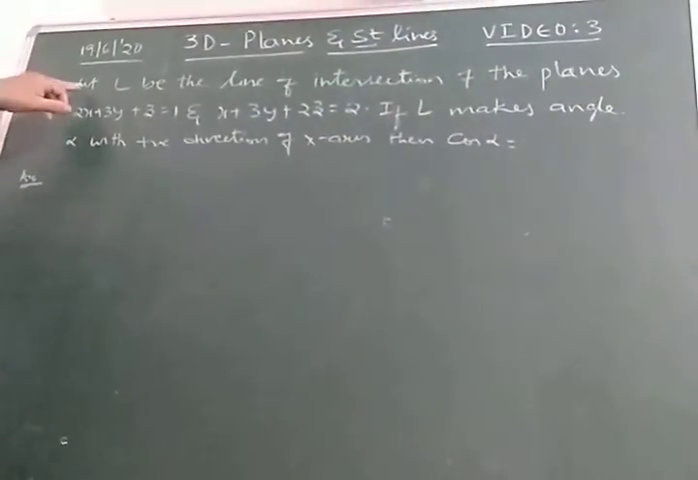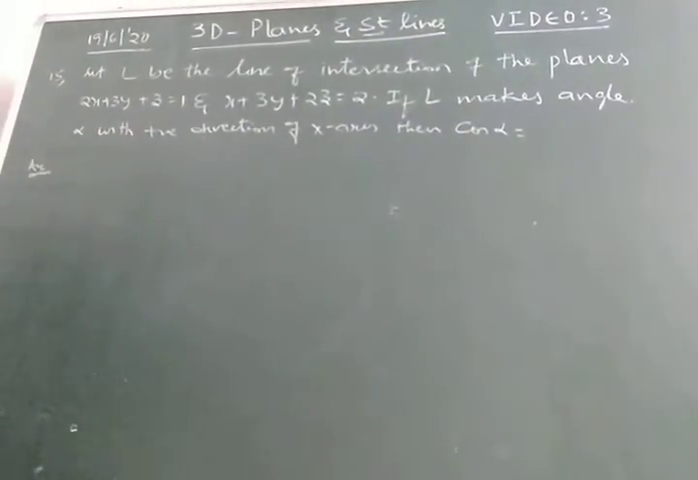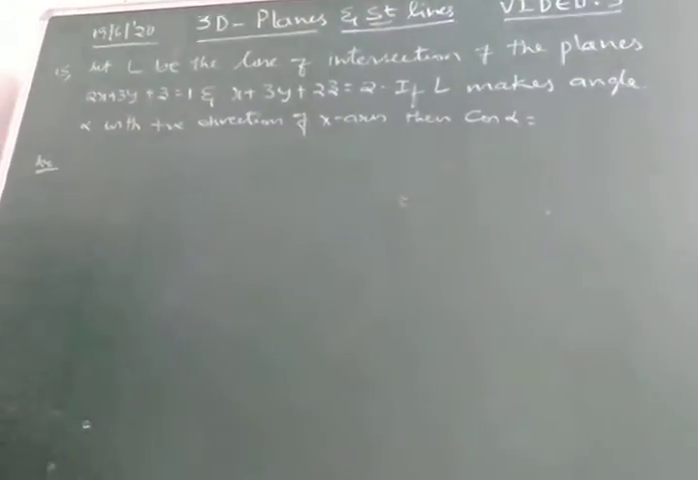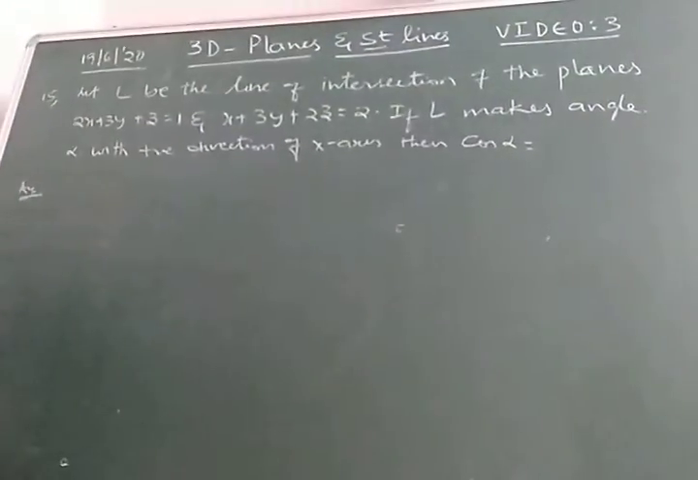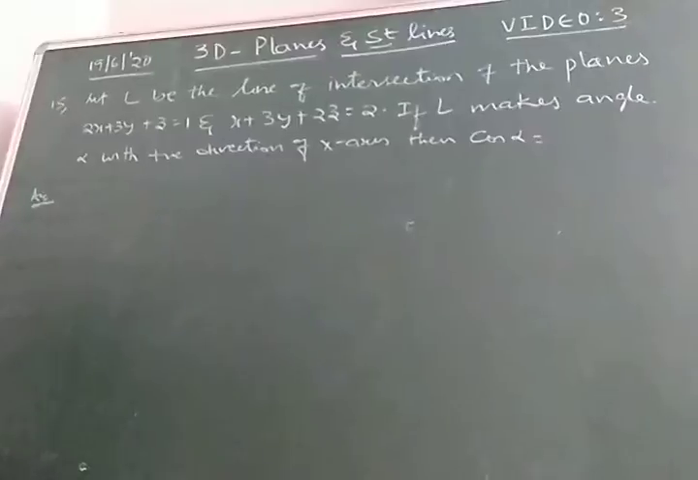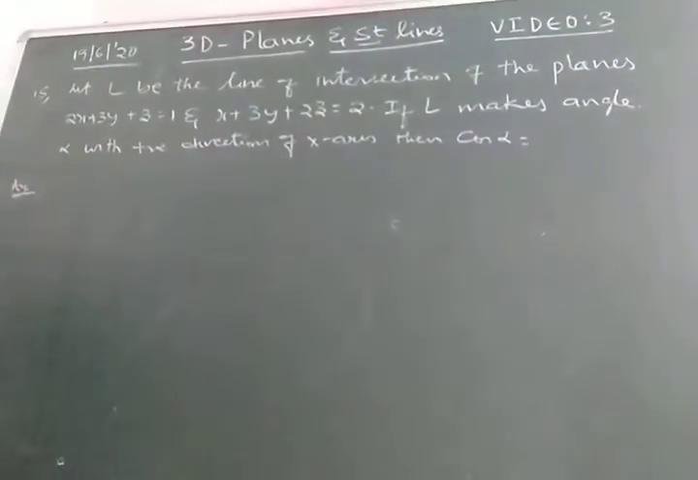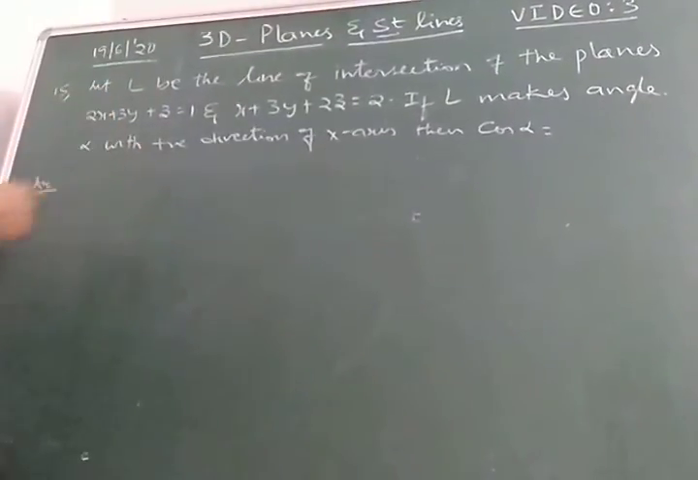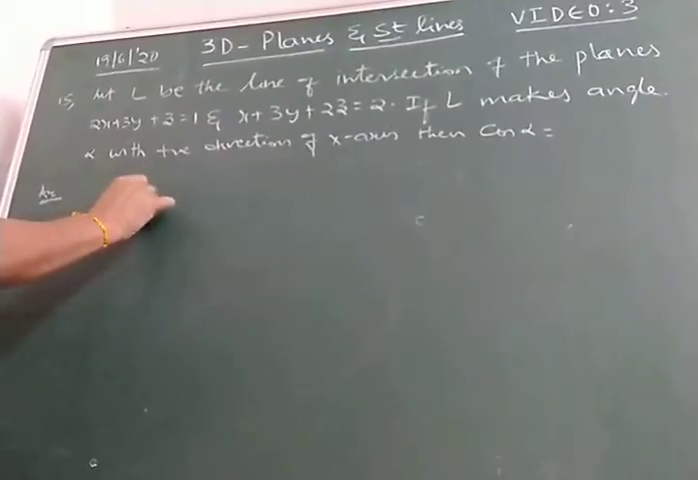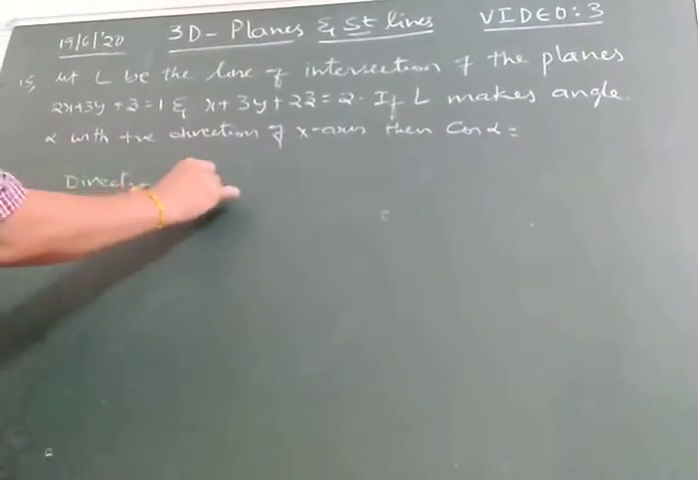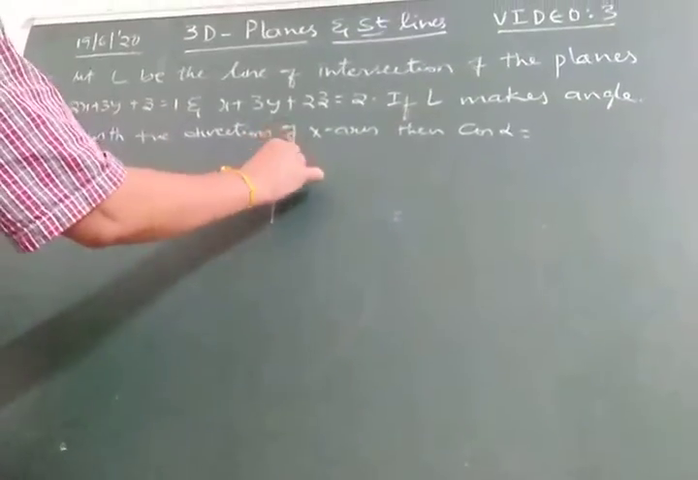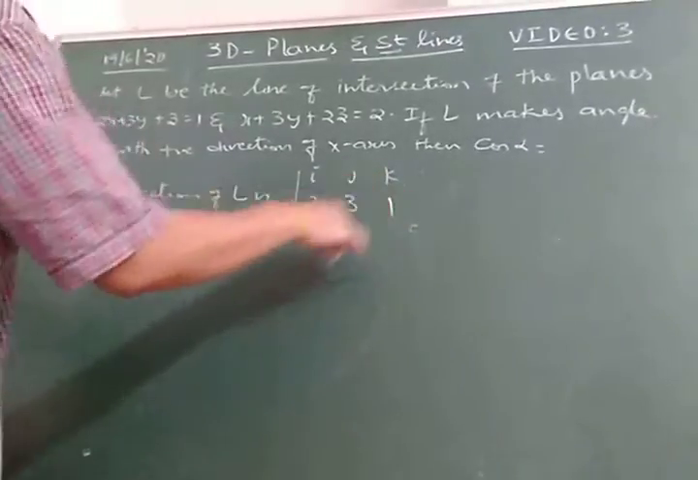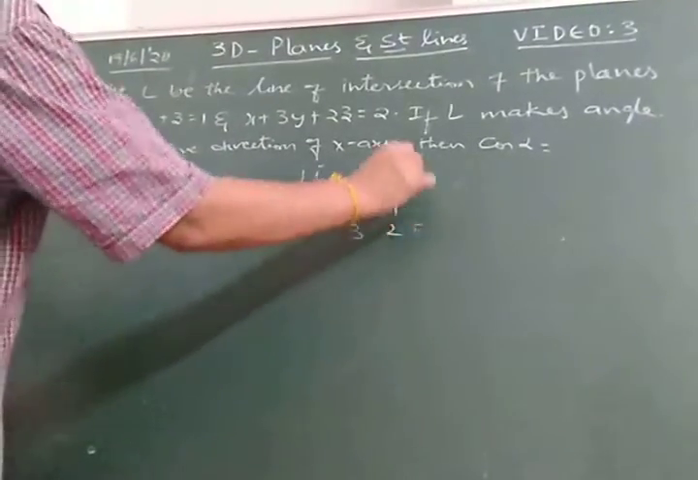Question number 15. Let L be the line of intersection of the planes 2x plus 3y plus z is equal to 1 and x plus 3y plus 2z is equal to 2. If L makes an angle alpha with the positive direction of x-axis, then cos alpha is equal to, here the direction of the line L is determinant of i, j, k; 2, 3, 1; 1, 3, 2.